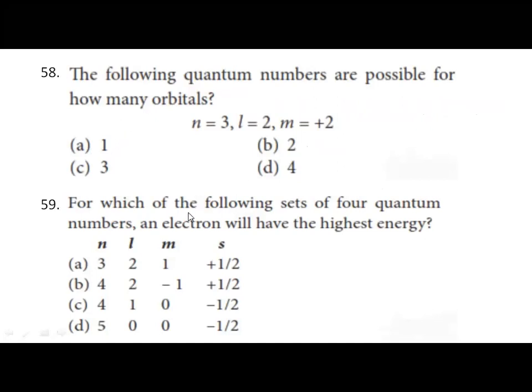Next question. For which of the following sets of 4 quantum numbers will an electron have the highest energy? So they have given n, l, m and s values. So what we will do? We will calculate the n plus l value for all of them. Yes, let me write it out. A, B, C and D. The more you practice it like this, the easier it becomes for you all.